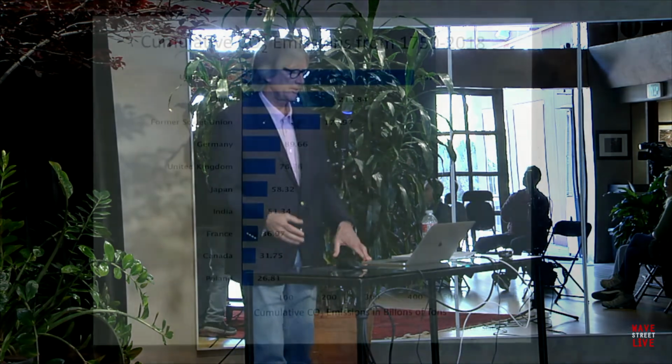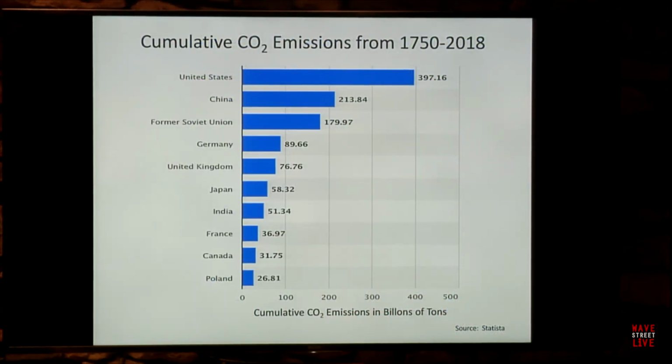There's a third way of looking at it, and that is the cumulative CO2 emissions over this period of time from 1750 to 2018. And guess what? US is again number one, and by a pretty wide margin, followed by China, former Soviet Union, and then pretty much the European countries. So US is number one in 2 of those 3 categories and number 2 in the other category. So clearly the US has a role to play here.